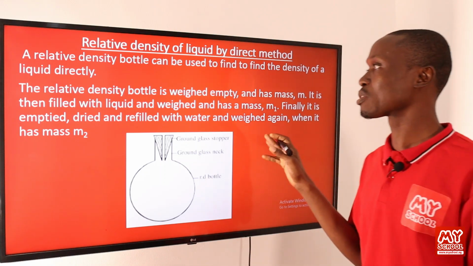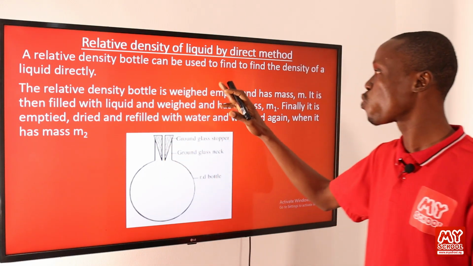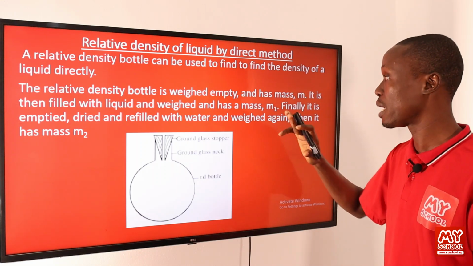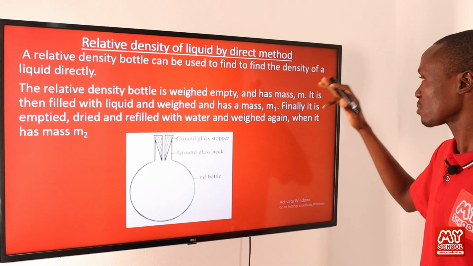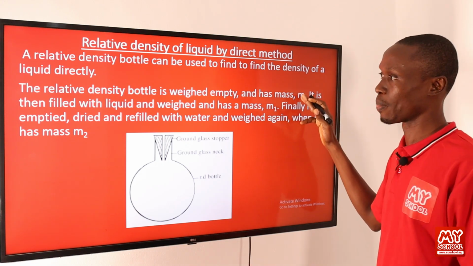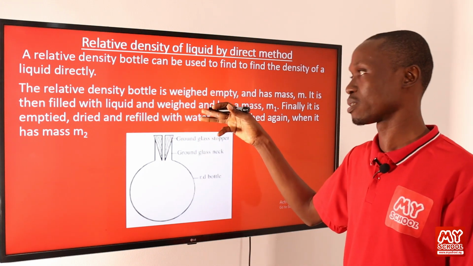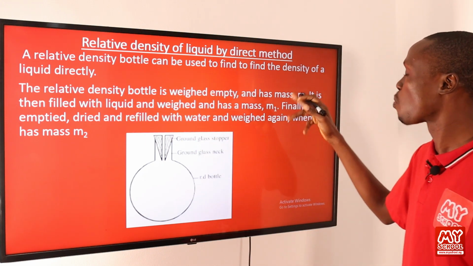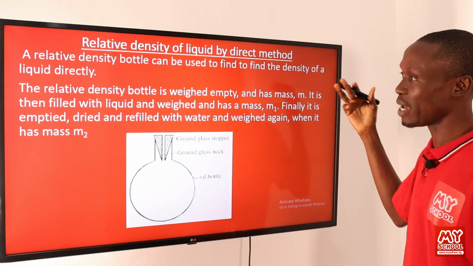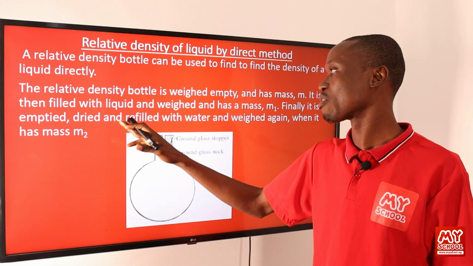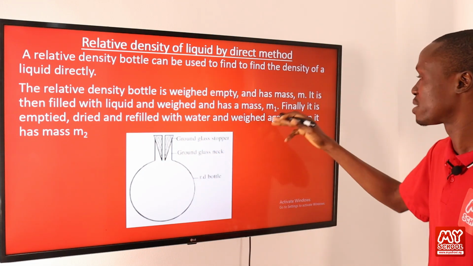Okay, so the simple step is that the relative density bottle is weighed empty. First of all, you weigh the relative density bottle empty, and its mass, we call it M. Okay, then the next step is to fill it with liquid and weigh it. Okay, and the mass, we call it M1. Then finally, you empty the relative density bottle, dry it, and refill it with water and weigh it again.